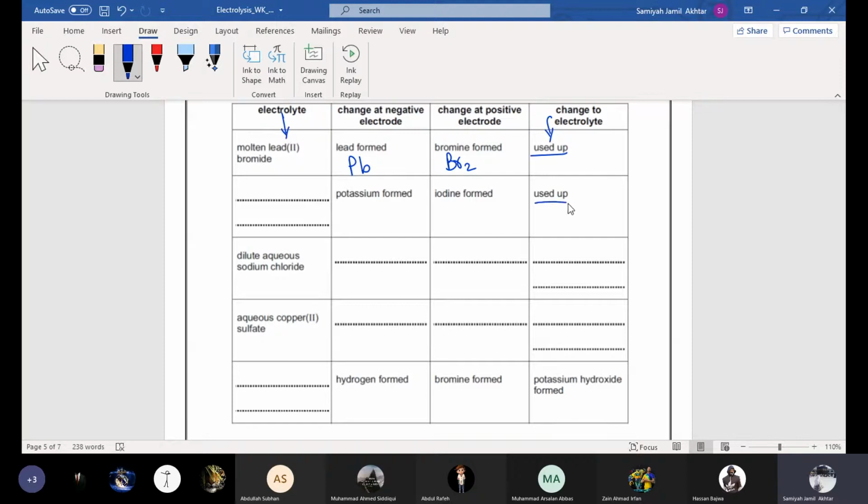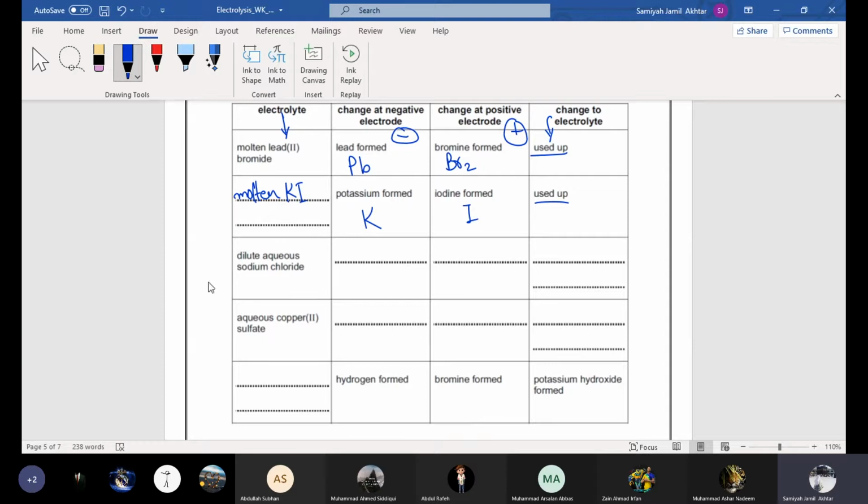Okay, similarly in the second one the electrolyte is again used up and there is potassium on the cathode, the negative electrode, and on the positive anode there is iodine. So what will be the electrolyte? Molten potassium iodide. Very good, molten potassium iodide. Okay, because nothing is left, so there's only potassium and iodine.